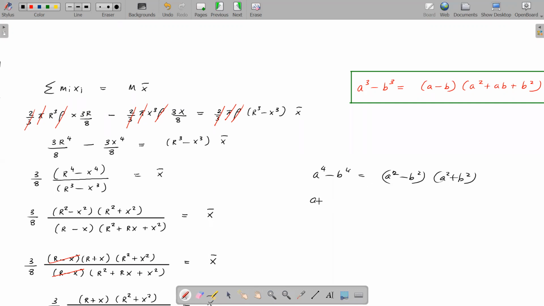So if it is a to the power 6 minus b to the power 6, it's a cube minus b cube times a cube plus b cube. So this is called difference of two squares. All right, guys? So you should be familiar with that. So r square minus x square times r square plus x square. Can you guys see? And the denominator, you have r cube minus x cube. I think you can see I've factorized this as well. And this factorization is something that you need to know.